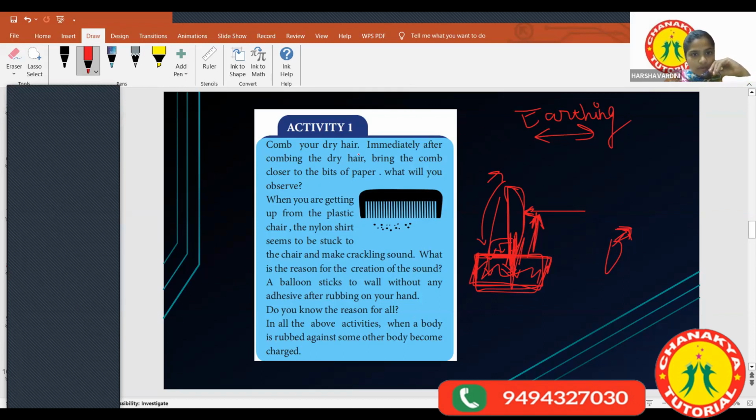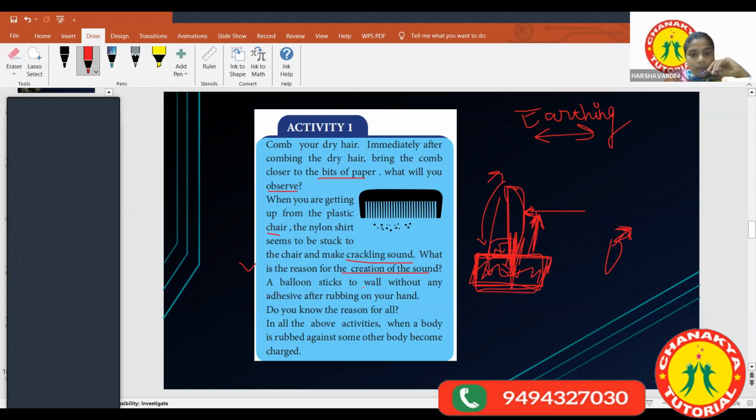So what does this activity mean? Comb your dry hair. Immediately after combing your dry hair, bring the comb closer to bits of paper. What will you observe? Bits of paper will move and get partially attracted to the comb. Also, when you get up from a plastic chair, the nylon shirt seems to stick to the chair and makes a cracking sound. What is the reason for this sound?